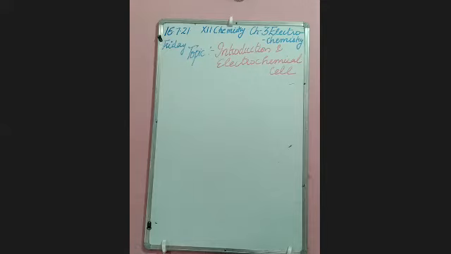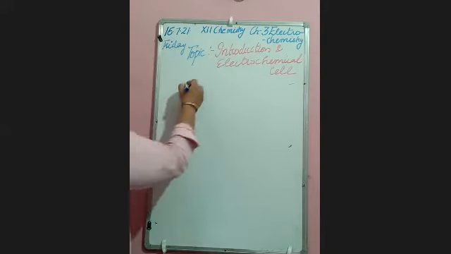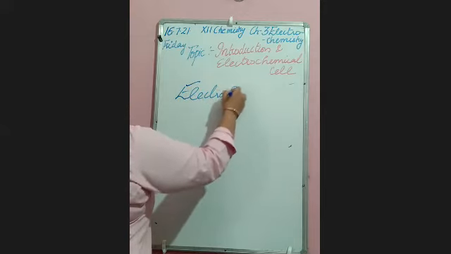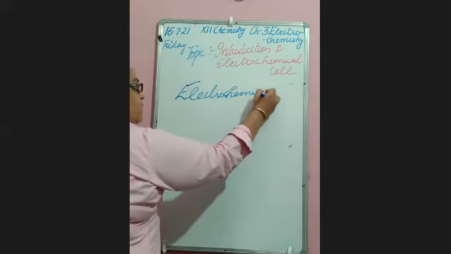My dear students, there are so many ways of producing electricity, like wind power plants, thermal power plants, hydraulic plants, nuclear plants. They are all used to produce electricity. But a very common and easy way of producing electricity is your electrochemical cell.